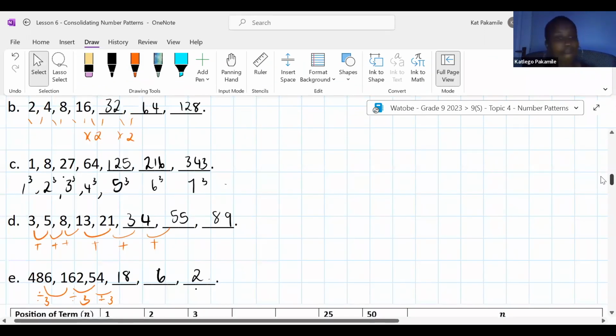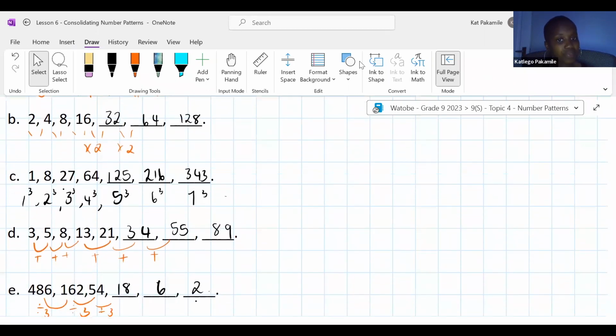Ma'am, may we please go back to D there, ma'am? Okay. How did you get the answer for D? We are adding the previous numbers, the previous 2. So 3 plus 5 gives you 8. Do you see that? Yes. And then 5 plus 8 gives you 13. So you add the ones before. And then 8 plus 13 gives you 21. 13 plus 21 gives you 34, and so on.